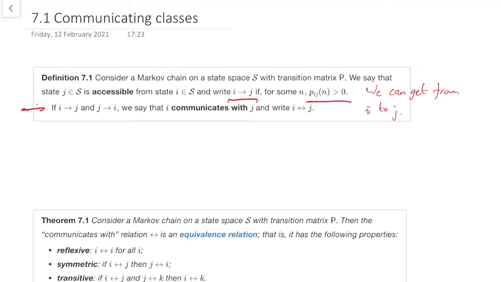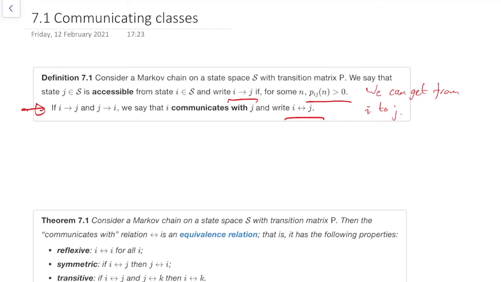And then the second point: if i arrows j and j arrows i, so we can get from i to j and we can get from j to i, we say they communicate with each other. We write that with the double-headed arrow. So that's the idea. If there's some n such that p_ij^(n) is strictly greater than 0, we can get from i to j. If there's some other n such that p_ji^(n) is strictly greater than 0, then we can get from j to i. And that means they ought to be in the same piece of our Markov chain.